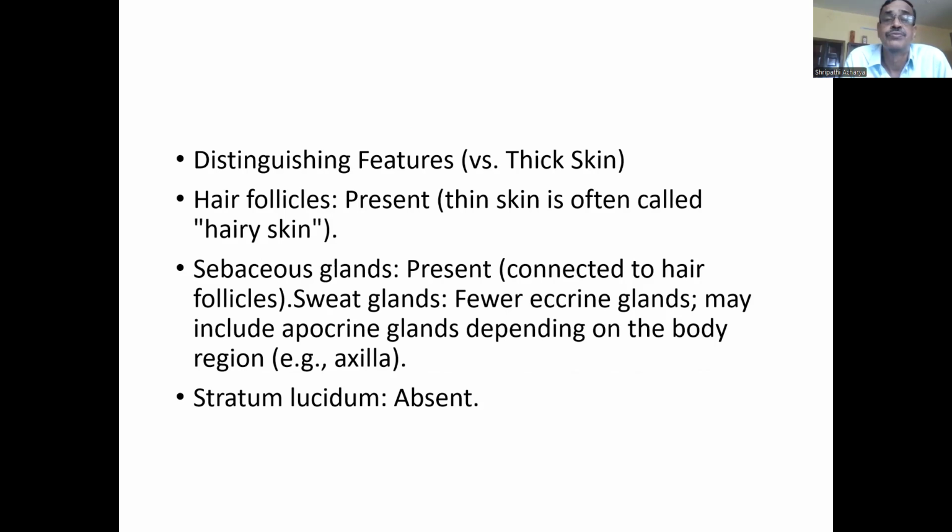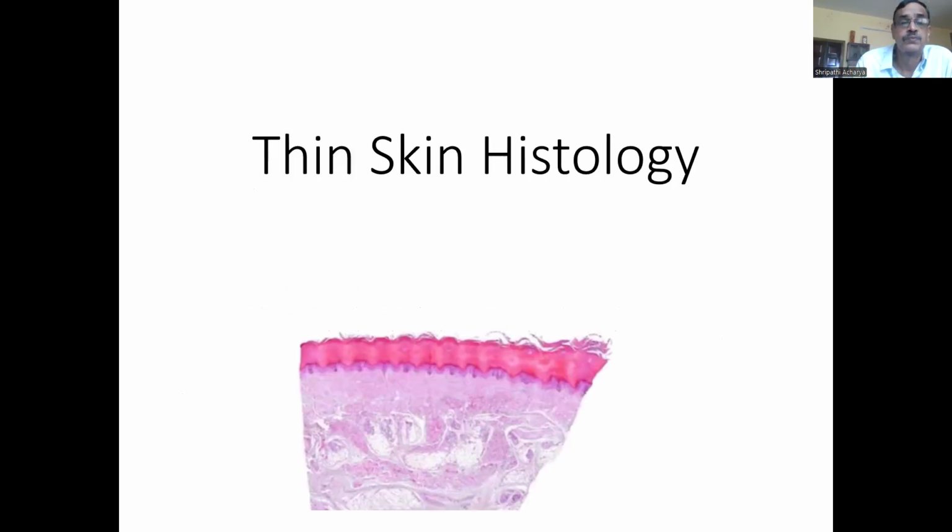Distinguishing features versus thick skin. Hair follicles are present in thin skin, often called hairy skin. Sebaceous glands are present, connected to hair follicles. Sweat glands: fewer eccrine glands. May include apocrine glands depending on the body region, for example, axilla. Stratum lucidum absent. The thin skin.